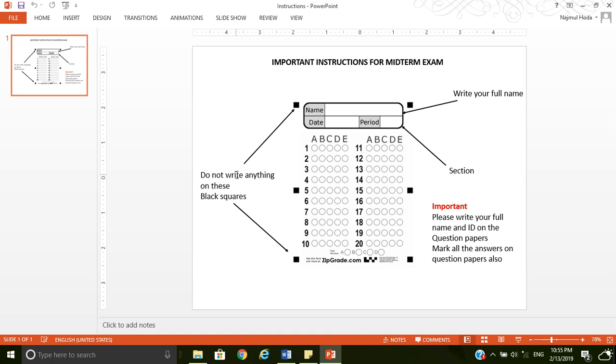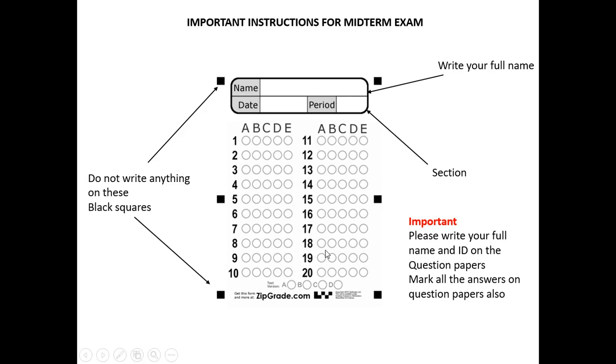Before I start solving the questions, I would like to give you some very important instructions about writing the midterm exam. As you can see here, your exam is multiple choice and you have to be very careful while you are writing down your answers on this sheet, the OMR sheet.